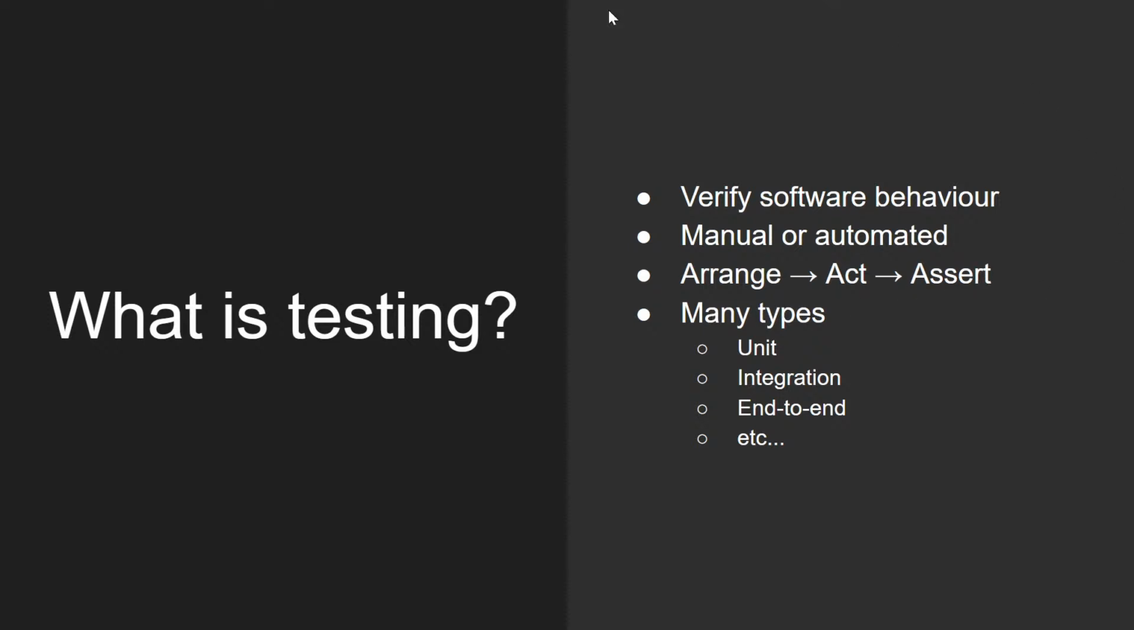And there are many types. Unit tests are more isolated, and they're smaller. Integration tests involve more than one piece, like more than one function or component working together, and end to end is usually the whole software system.